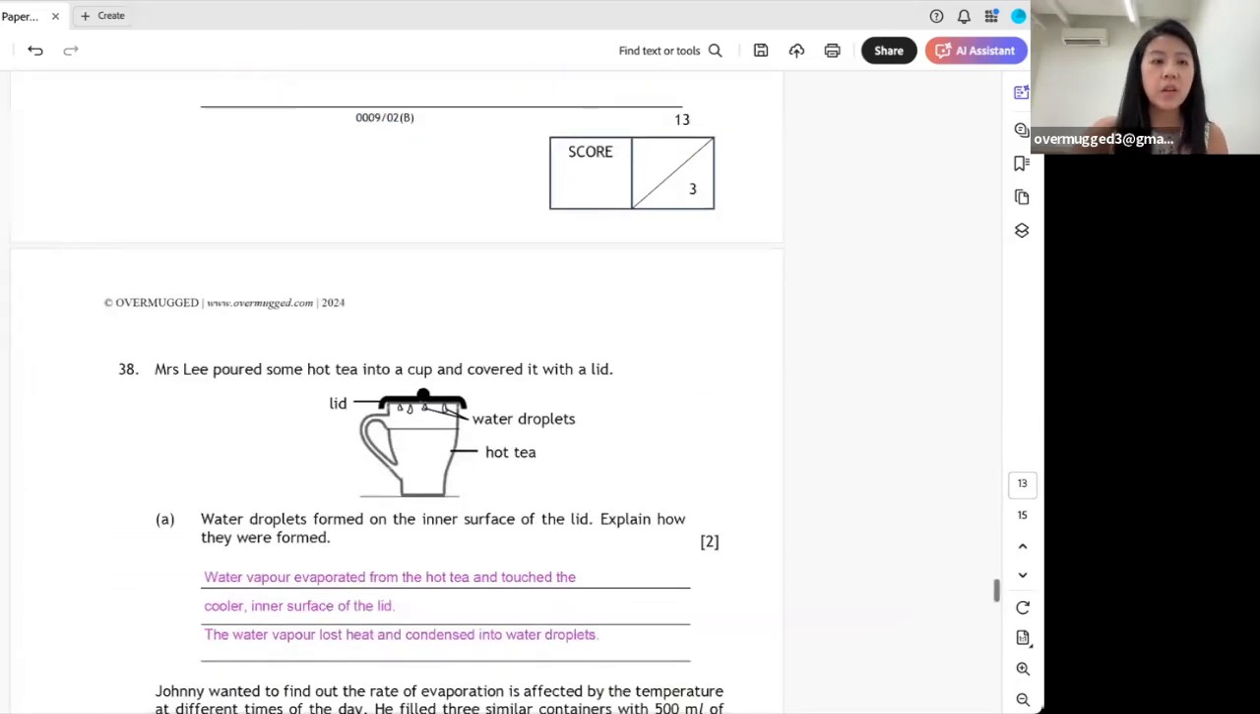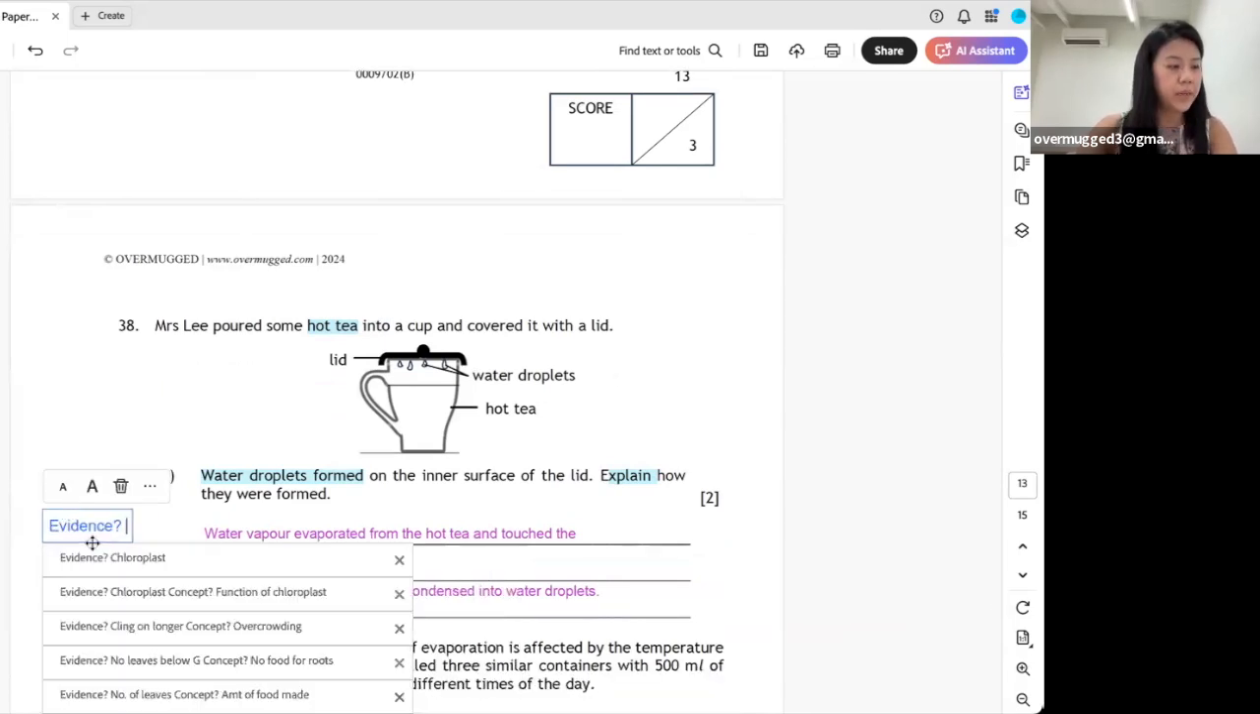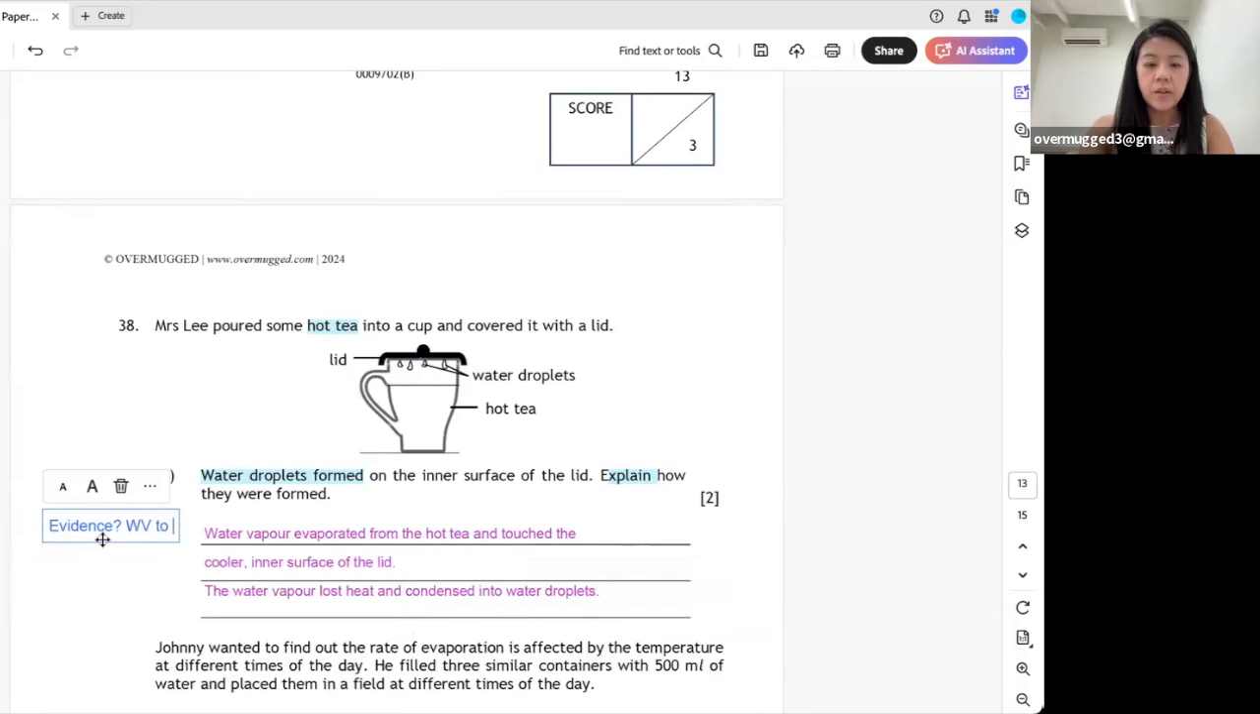Now, Mrs. Lee poured some hot tea into a cup and covered it with a lid. You have water droplets here. In the question, they also mentioned water droplets formed on the inner surface of the lid. Explain. So this is your P5 water cycle question. Now you need to go back to the evidence and the concept because this is an explain question. Evidence here would be the water vapor that forms the water droplets after certain processes happen. Are you able to identify the correct process for water droplets to form? It is condensation.